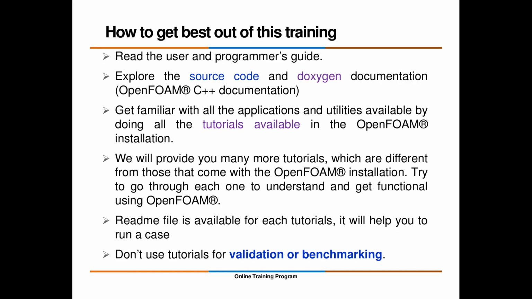So how do you get the best out of this training? Read the user and programmer guides. Explore the source code and the Doxygen documentation. I will quickly give you the idea later on of what Doxygen is. Doxygen is the documentation of the entire source code. You need not walk through the different files in the conventional way; with the help of Doxygen, you can click on one file, and whatever files are linked to it, you can immediately access. We will explore this part later, but Doxygen is the way to look at the entire source code.